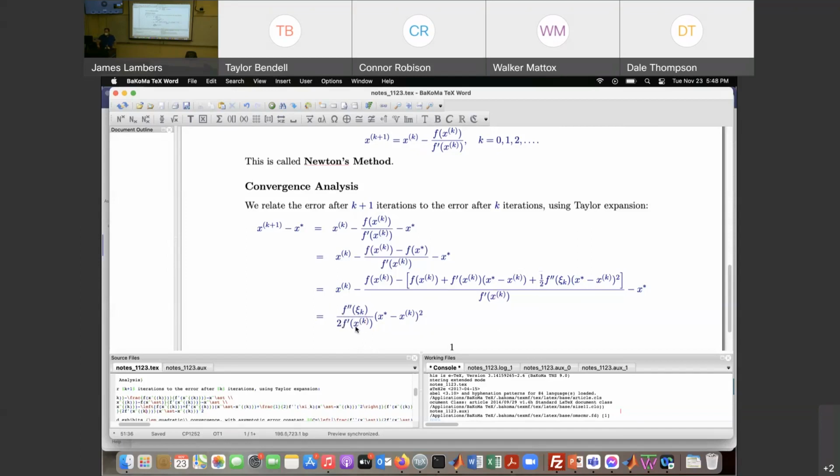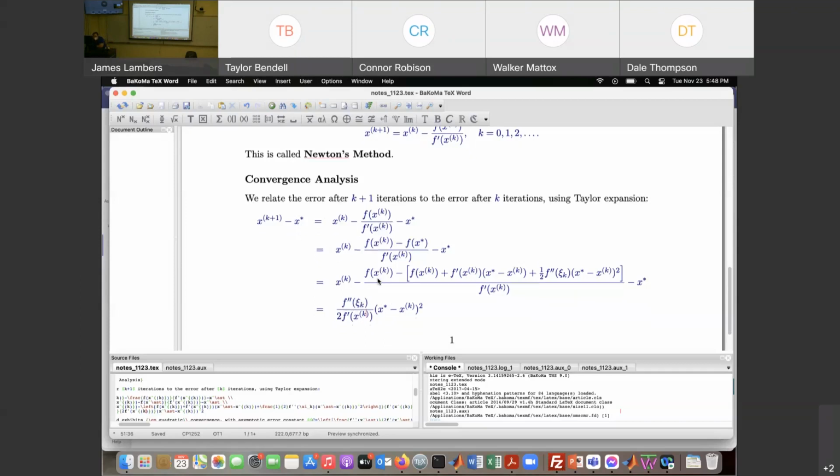But what that means is, what if f prime is 0 at the root? What if we have a double root? That means this error analysis is invalid. And it can actually be shown that if x star is a double root, so f prime of x star is 0, because it no longer holds, convergence actually becomes linear in that case. And if it's just a double root, as in not a triple root or more, the asymptotic error constant becomes 1/2.